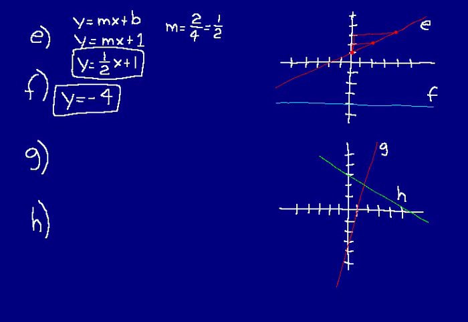Now on G, G is that red line moving uphill from left to right, so we know it has a positive slope. So first, let's figure out the y-intercept, and we see that it intersects or intercepts the y-axis down there at -3. And so that's the y-intercept. We can go ahead and write y equals m times x minus 3. Now we need to figure out the slope. Slope is change in y over change in x.